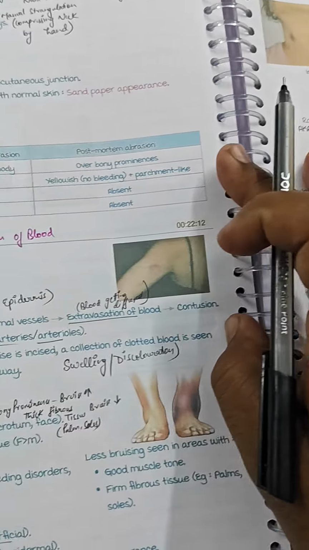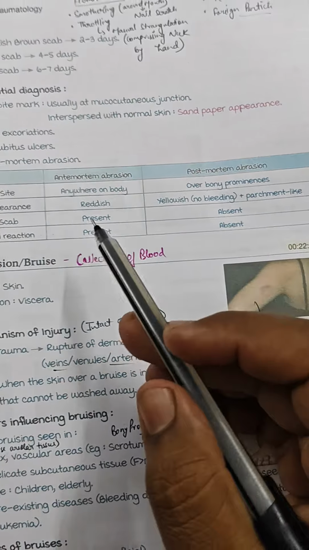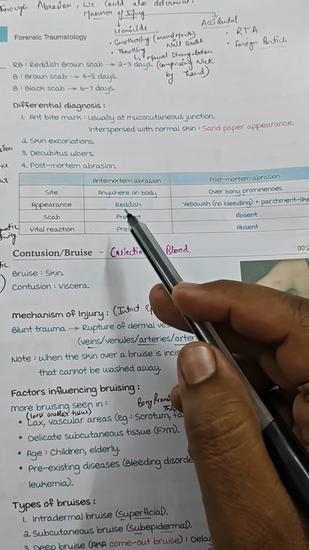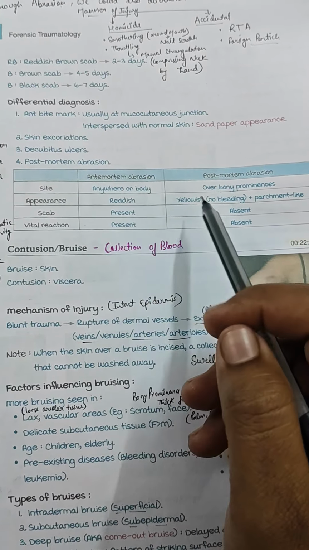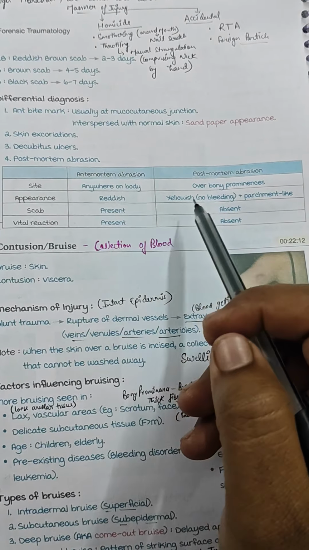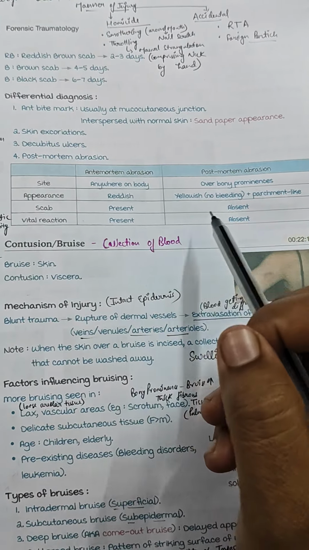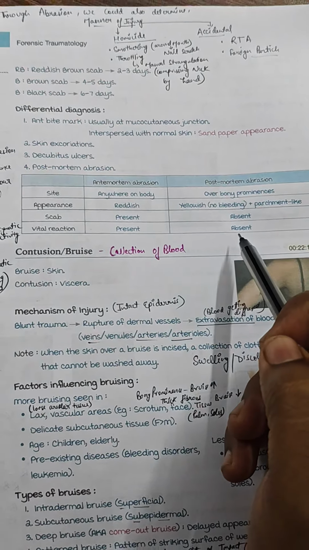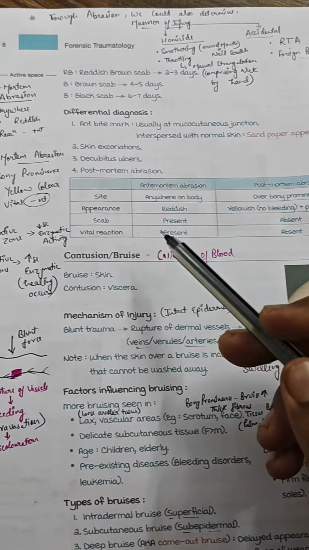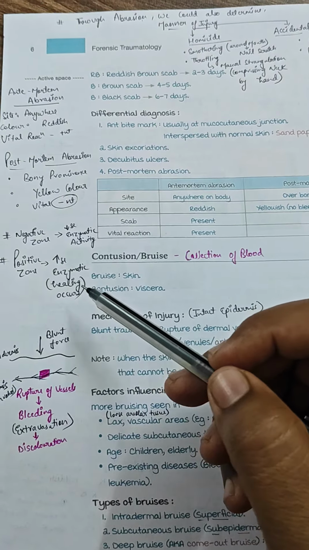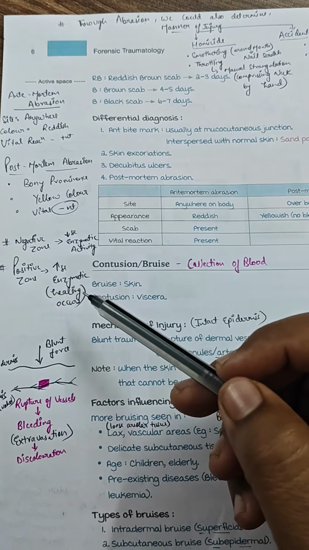Now, in the case of antemortem abrasion and post-mortem abrasion: antemortem can be present anywhere in the body, and post-mortem is over bony prominences. The appearance will be reddish in antemortem, yellowish in post-mortem. Scab is present in antemortem, absent in post-mortem. Vital reaction is present in antemortem and absent in post-mortem. What is vital reaction? In vital reaction there is one positive zone and a negative zone. In the positive zone there is increased enzymatic activity, where the healing starts.